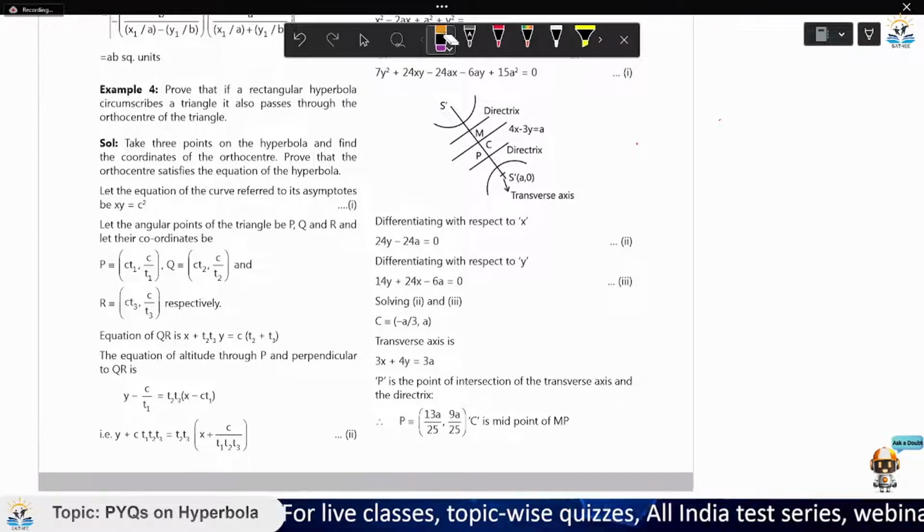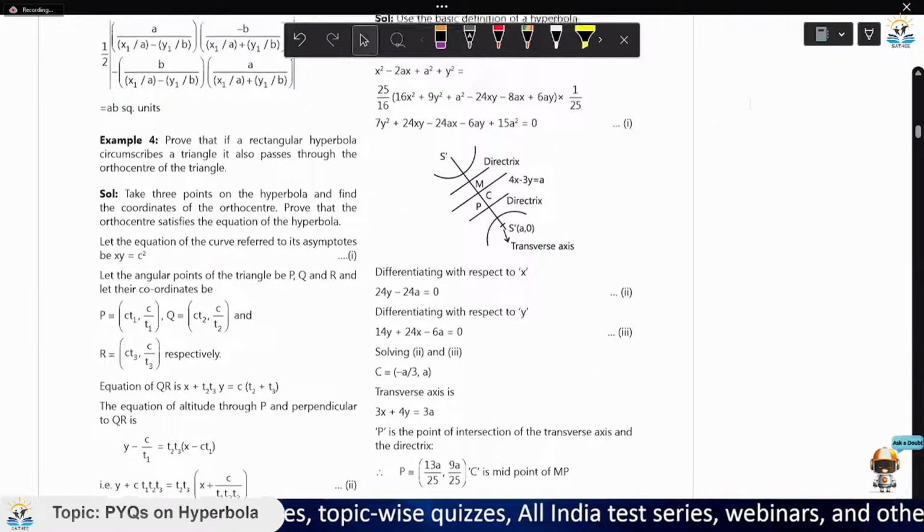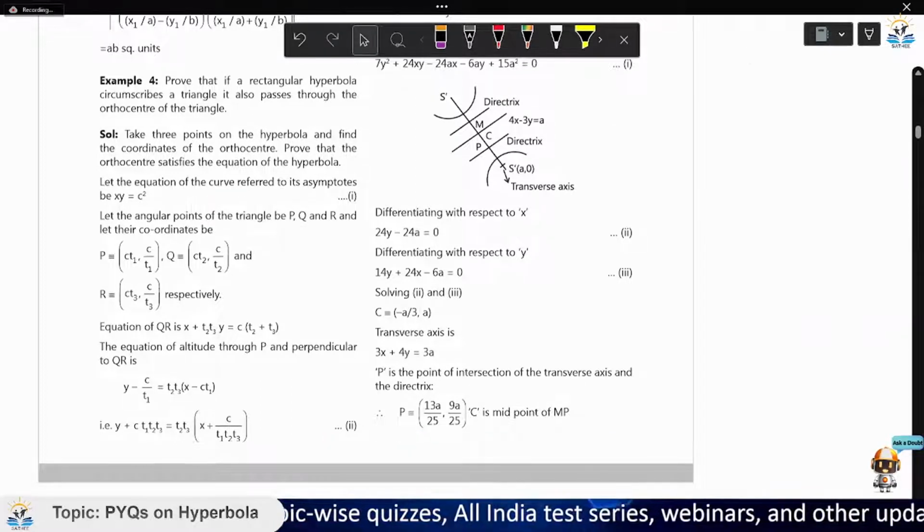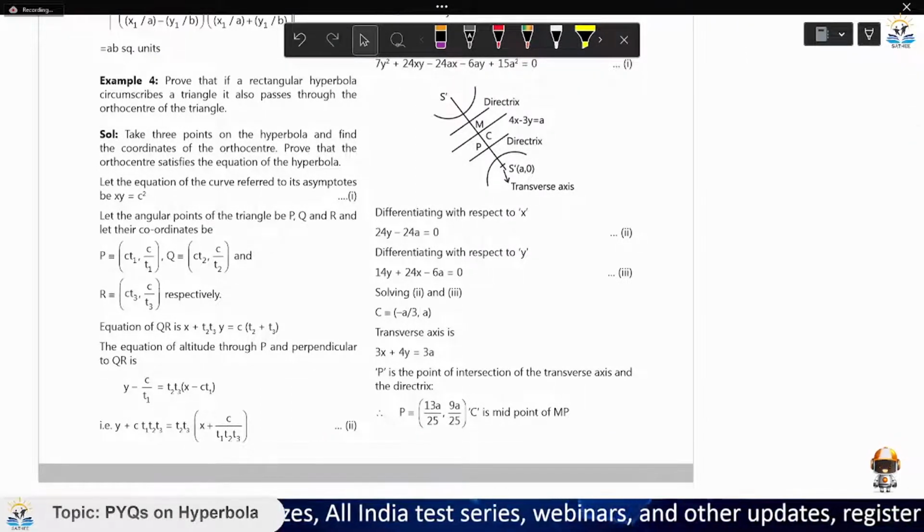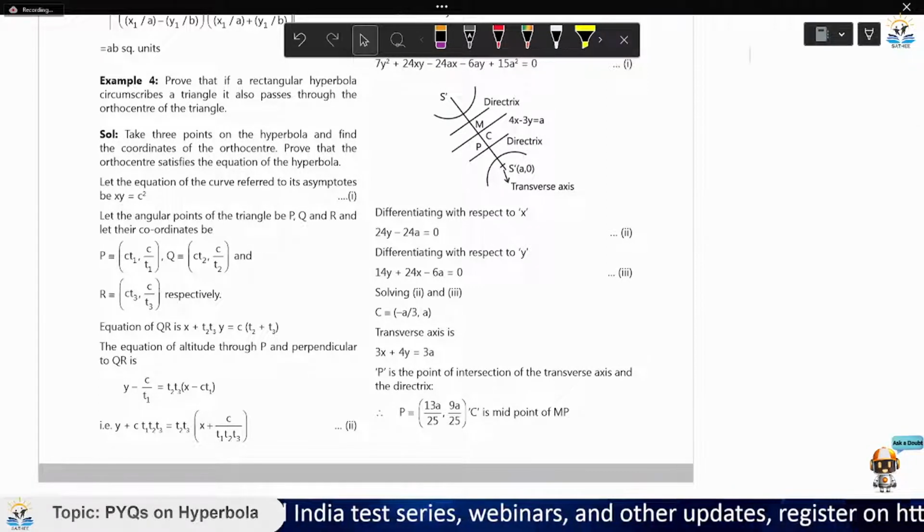So the easier way and the best way to solve this question is through the method of normals, right? So let us see what the solution is saying. We know what the standard rectangular hyperbola looks like. It is xy equals c squared, and we know the standard parameter that we take for a rectangular hyperbola is ct comma c by t.